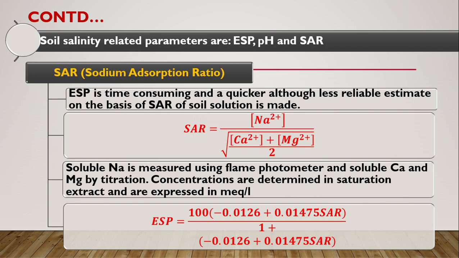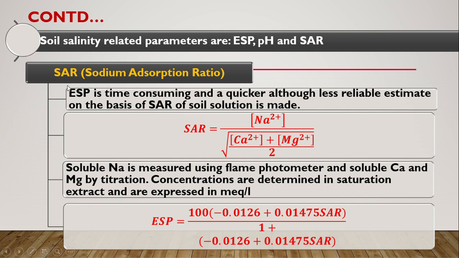Another thing is SAR, which represents the sodium adsorption ratio. It is particularly for sodium, and it also represents the alkalinity of the soil. SAR is the ratio of sodium ions to the calcium and magnesium ions in soil. The concentration of Na+ ions, where the square bracket shows the concentration, is divided by the root of the calcium ion concentration plus the magnesium ion concentration divided by 2. So this is the equation for the sodium adsorption ratio.